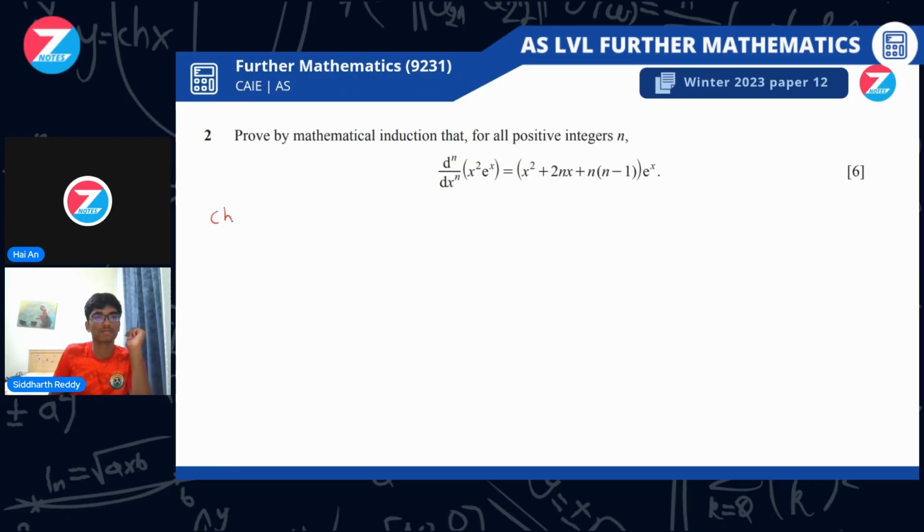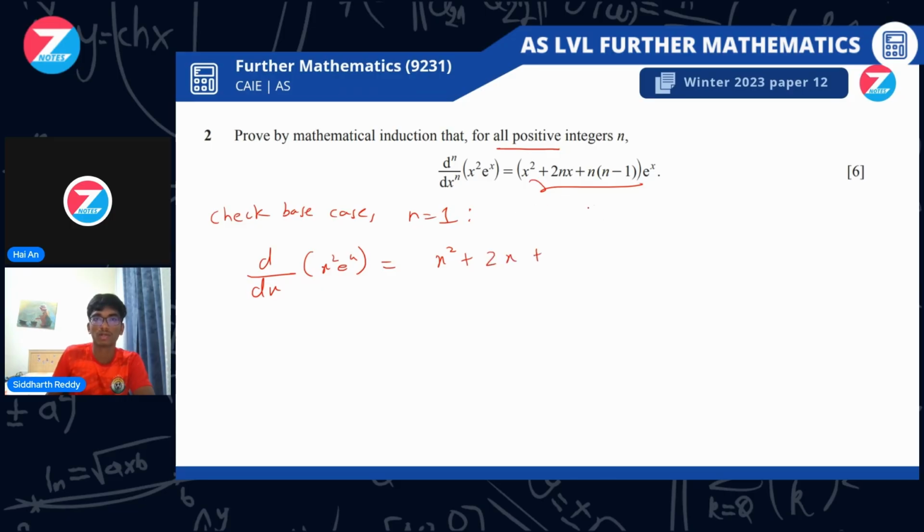It's just check the base case first, where n is equal to 1. So they've said that all positive integers. So the first positive integer is 1. So let's check that now. So d by dx of x squared e to the x. According to the formula, what we're going to get is x squared plus 2x plus 1 into 1 minus 1, which is just 0. So we'll just leave that e to the x. As per the formula, we can call this the left-hand side.